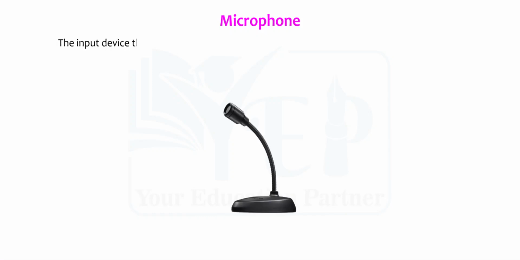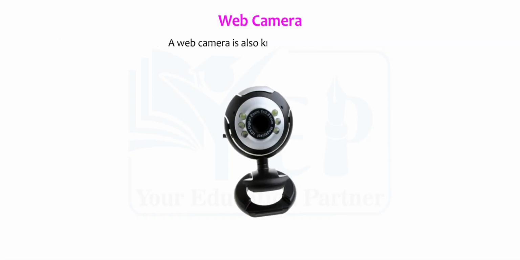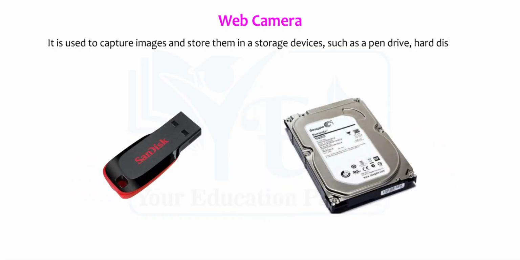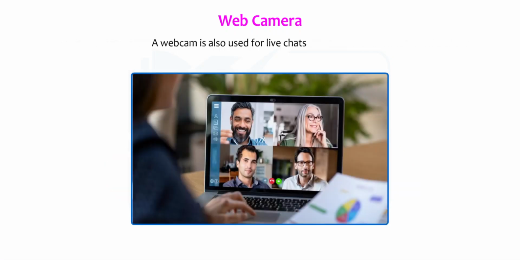Microphone. The input device that we can use for recording any sound or our voice is called a microphone. Web camera. A web camera is also known as a webcam. It is used to capture images and store them in storage devices such as a pen drive, hard disk, etc. A webcam is also used for live chats or video calls.